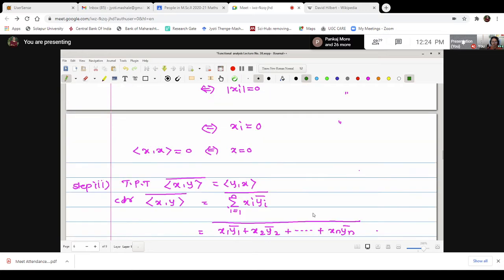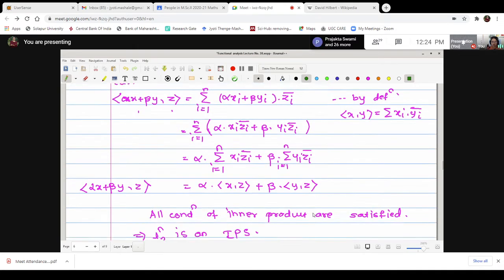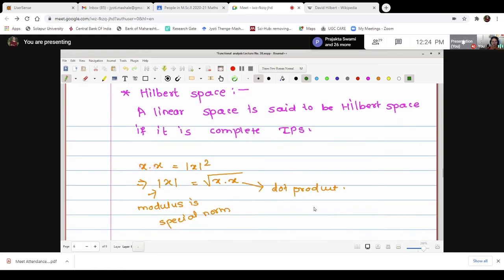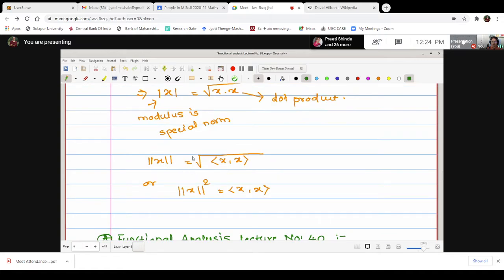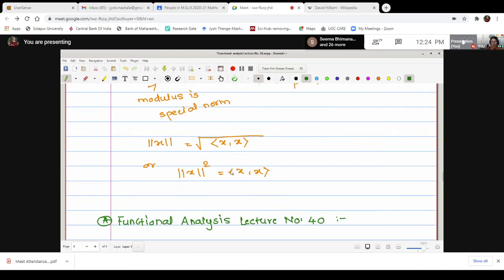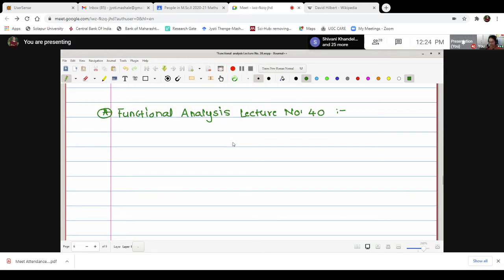Now in today's lecture, we will start with the Schwarz Inequality. The Hilbert space definition tells us that a linear space is said to be a Hilbert space if it is a complete inner product space, and this is the relation between norm and inner product. This relation was established by generalizing the relation between modulus and dot product. Modulus is generalized to norm and dot product is generalized to inner product. In one of the theorems, we will prove that this is actually a norm defined on the given space.